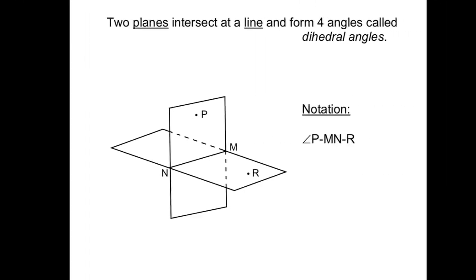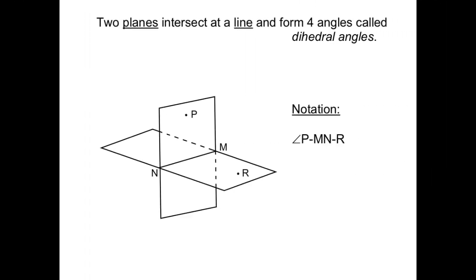When we have two planes that intersect, they are going to intersect at a line and form four angles that are called dihedral angles. So here's my line, and remember that lines go on in both directions forever. So I've got my line there that acts as the edge of my angle.